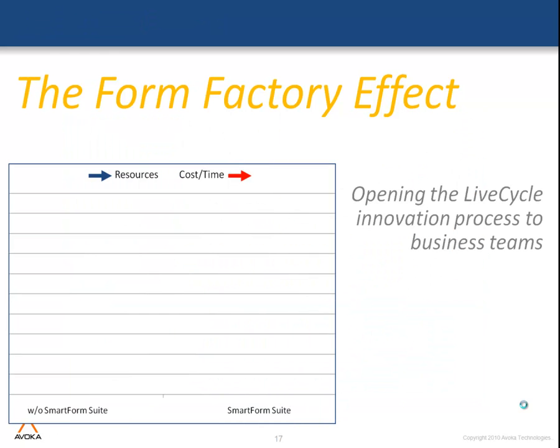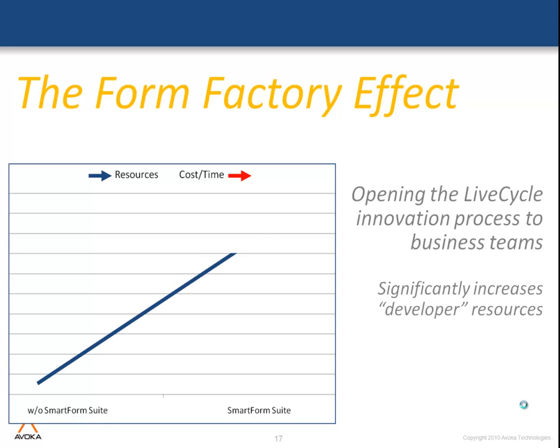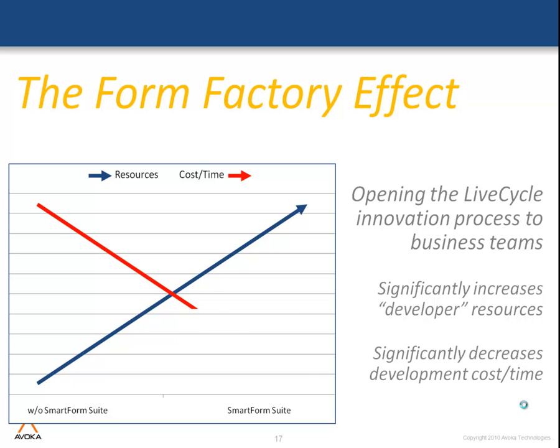We call this Form Factory for Adobe LiveCycle because opening the LiveCycle innovation process to business teams by eliminating the requirement for developer designer skills does two things. It significantly increases the pool of resources that can develop LiveCycle services, and it significantly decreases the amount of time and cost it takes to deliver these LiveCycle services. So an organization gets the ability to mass produce and mass customize LiveCycle services without a corresponding increase in operating costs. And that's where the Form Factory name comes from.